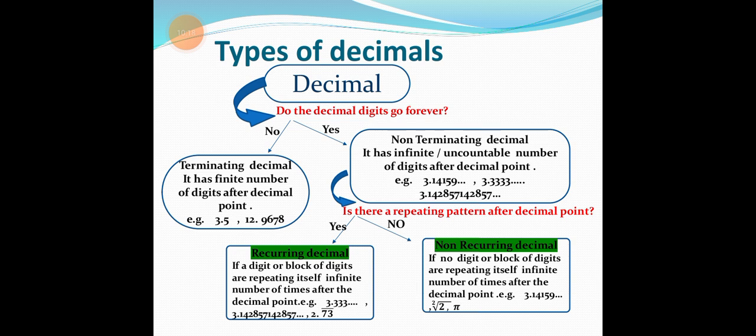And then, again for the non-terminating ones, if a digit or block of digits repeats itself a finite number of times after the decimal point, it's the same thing here. But here the numbers are not repeating: non-terminating, non-recurring numbers are decimals that continue infinitely without any repeating pattern. These are also known as irrational numbers. Pi, the square root of 2, and Euler's number are examples of it.